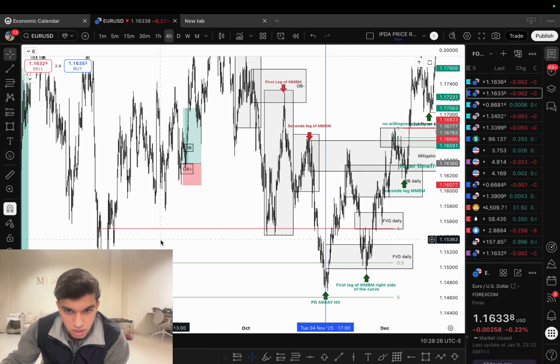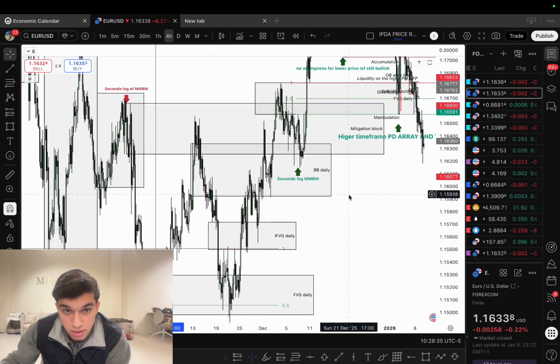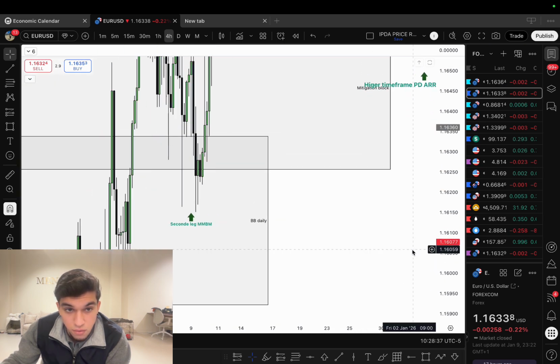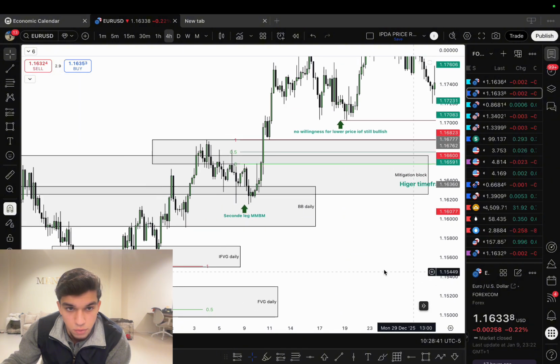I think the daily chart, yes. After that we make a retracement higher. We make our first leg and the second leg, and the second leg is always the highest probability leg. If you just went entry on this order block right here and put your stop loss below this, you would have taken a beautiful trade.